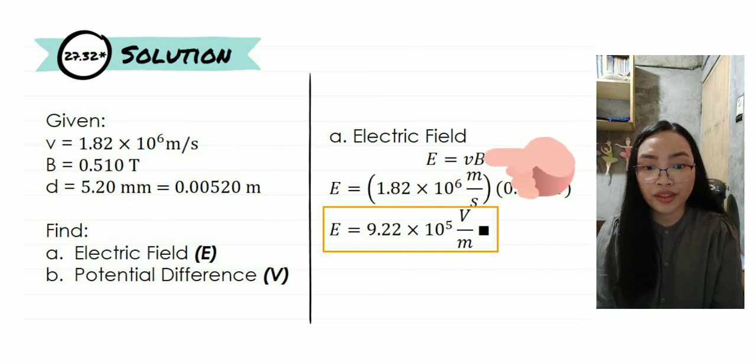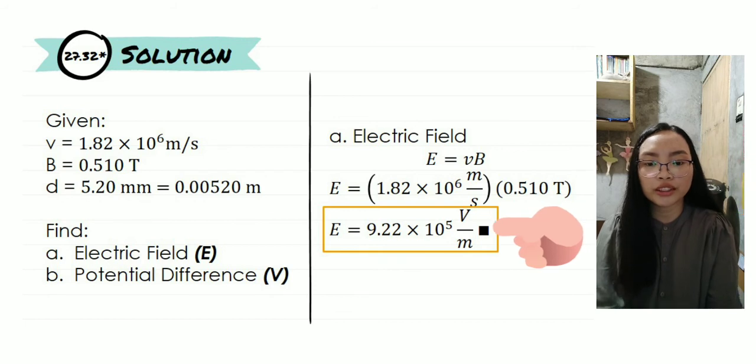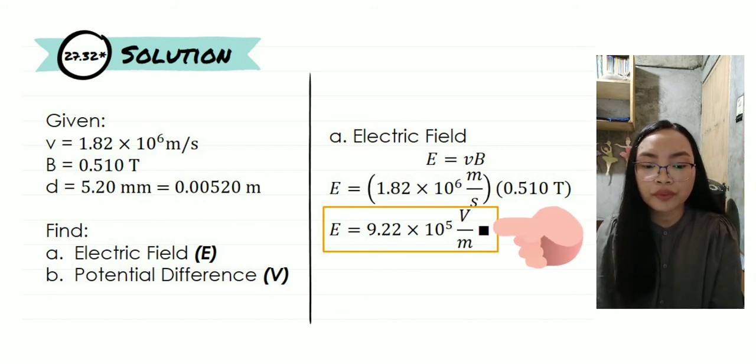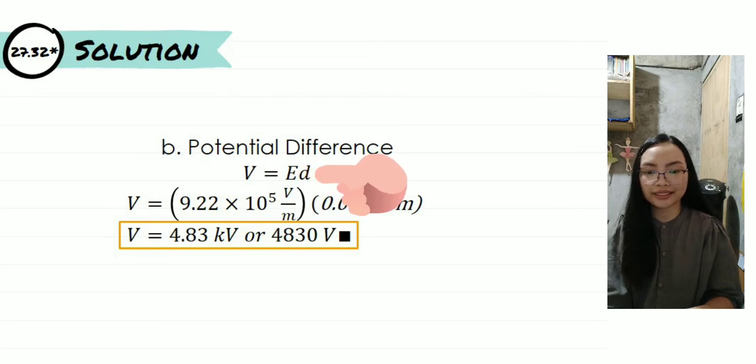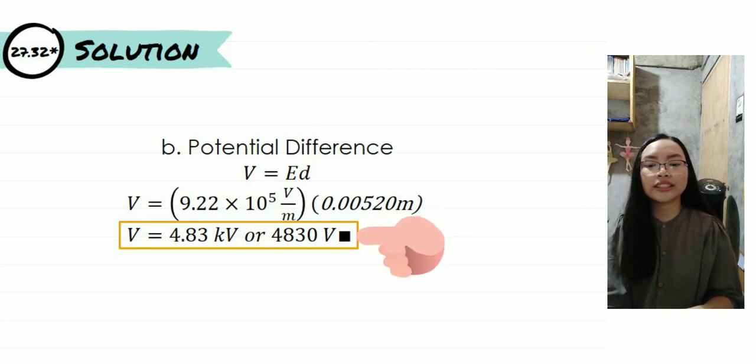We need to find first the electric field, and in order to do this, we only have to multiply the speed with the magnetic field. So, by substituting the values, we will obtain the electric field, which is equal to 9.22 times 10 to the 5th volts per meter. Next is the potential difference. And to find the potential difference, we need to multiply the electric field by the distance. And by substituting the necessary values, we will obtain the potential difference, or the voltage, which is equal to 4.83 kilovolts or 4,830 volts.